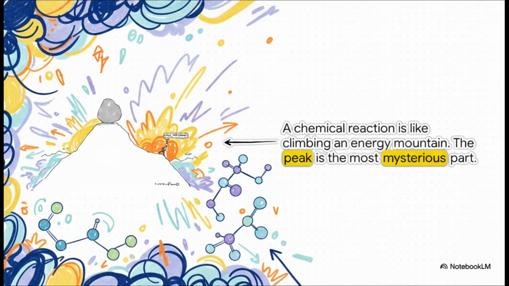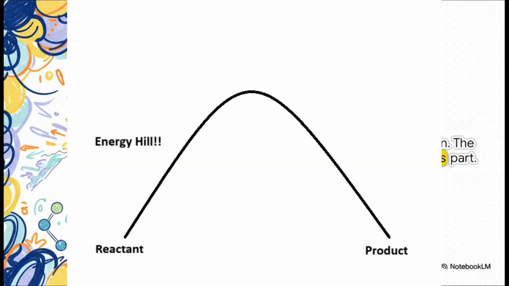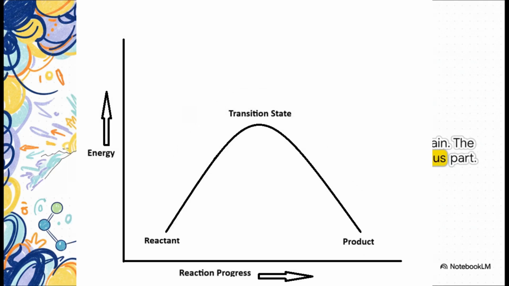So, to get our heads around this, let's use an analogy. Imagine any chemical reaction as a journey over an energy mountain. You start in the reactant valley, and to get to the product valley on the other side, you've got to climb over this peak. And that peak, that's the highest point of the climb. It's the most critical part of the entire trip.